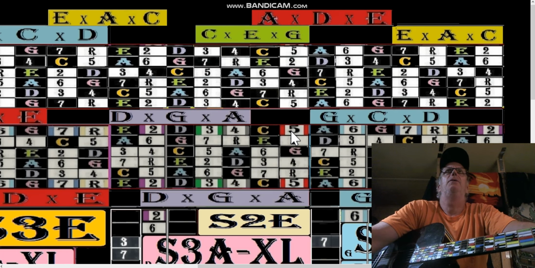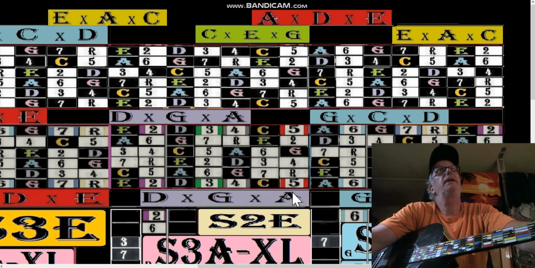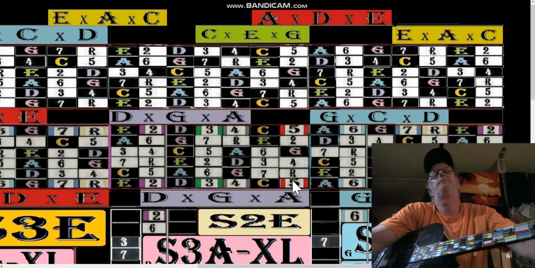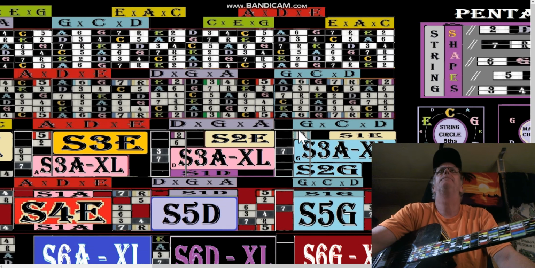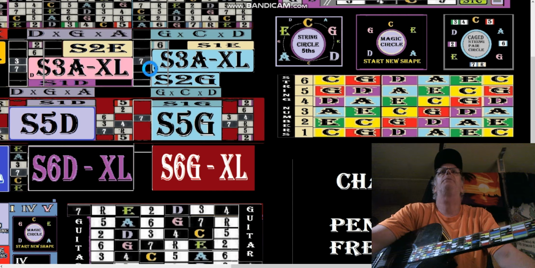Now, the C is the next cage up. Okay, so there's our C there. Coincidentally, the bottom string and the top string are the same, so we went up to the next string shape. That's what happened there.